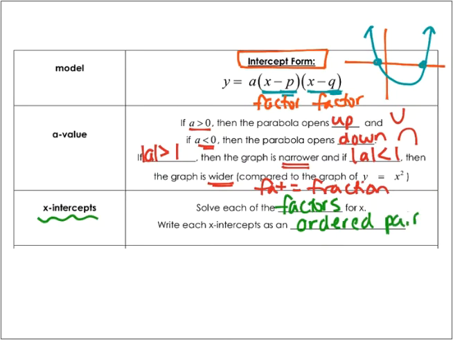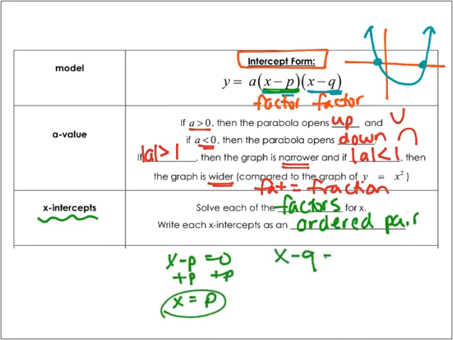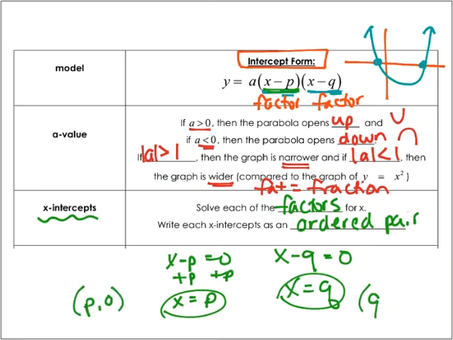So what I would do here is go back to my x minus p. I would do x minus p is equal to 0. Add p to both sides. We get x is equal to p. If I did x minus q equals 0, I'm going to get that x is equal to q. But then, of course, I want you to write those as ordered pairs, so it would be p, comma, 0 and q, comma, 0. Those would be my ordered pairs.